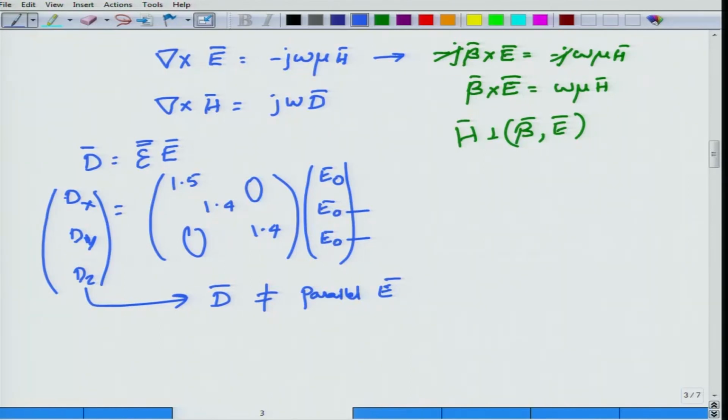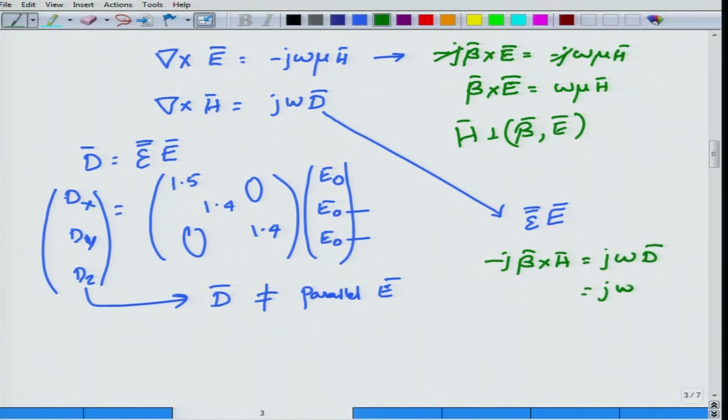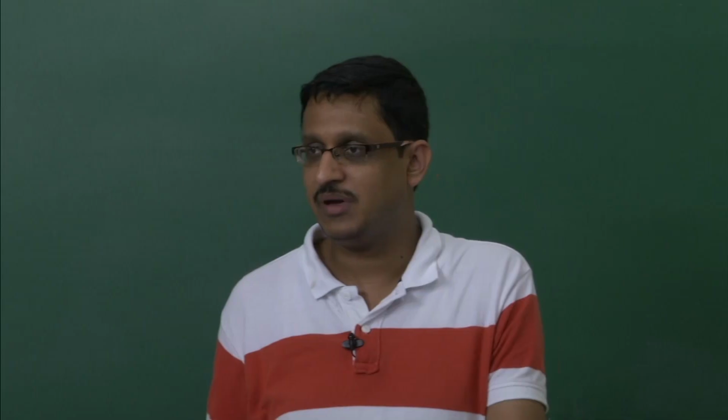Okay. So D is not parallel to E, therefore I do not want to write j omega epsilon times E, where epsilon is a constant, but I can always write D as epsilon times E. Therefore the second Maxwell equation becomes, by replacing del by minus j beta, minus j beta cross H equal to j omega D, or equal to j omega epsilon times E. Okay. Clearly D not being parallel to E is a major departing factor compared to a simple isotropic propagation.